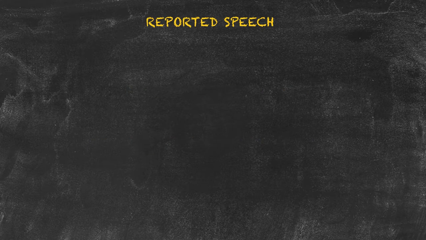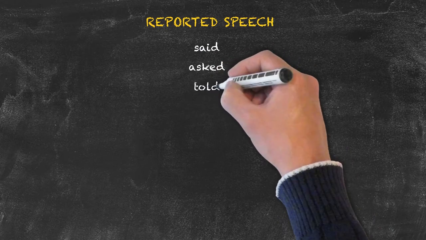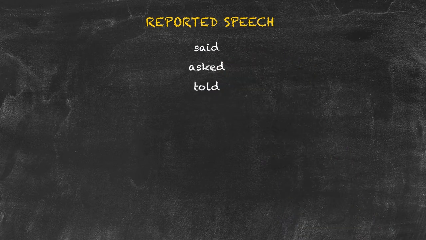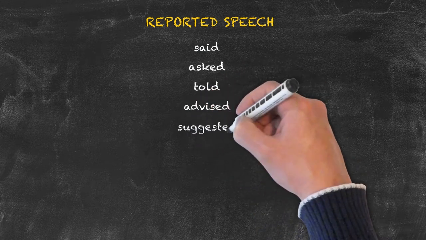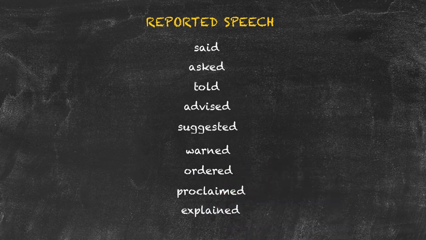In the examples we've just looked at, we use the words said, asked, and told to indicate the reported speech. Of course, there are more. Here's just a few. Advised, suggested, warned, ordered, proclaimed, and explained. We could use any old word so long as it does indicate that we're reporting somebody's speech.